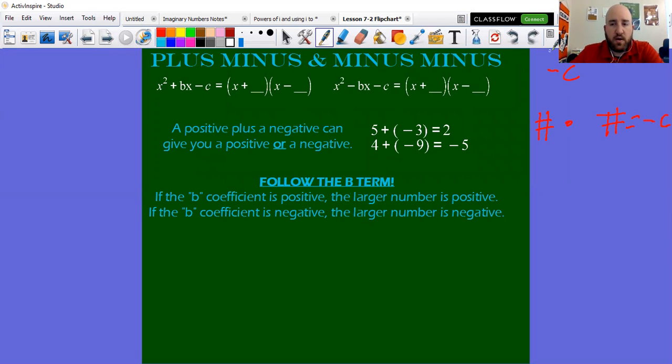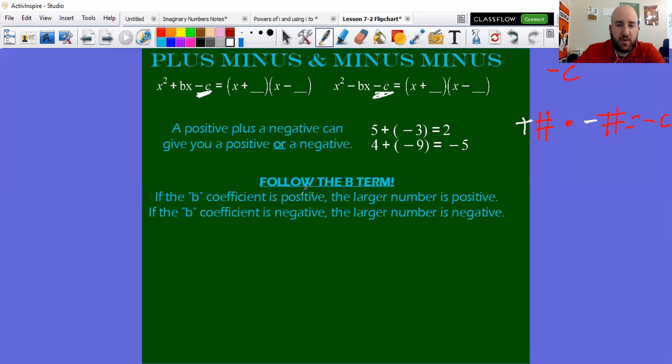So now you're saying, okay, c is negative. So I'm multiplying two things to get a negative number. The only way I can multiply two things to get a negative number is if one is positive, one is negative. So whenever c is negative, you have one positive and one negative factor. Then it's just a matter of figuring out what numbers go where.